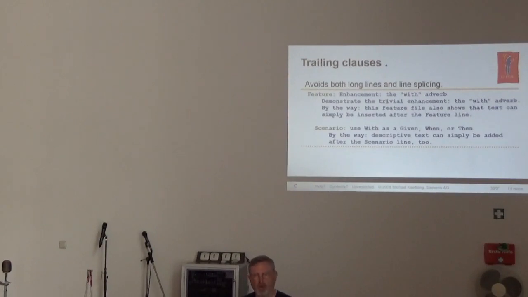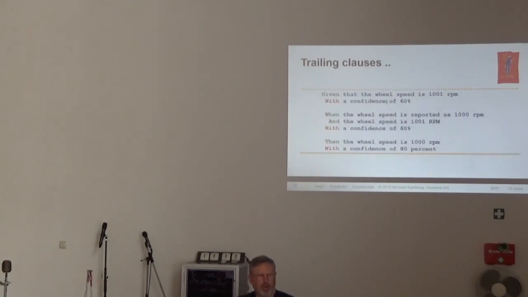So trailing clauses. The idea is we don't want long lines at the end. We want people to have short lines that they can look at on their screen and read out loud. So a trailing clause here is like this with. If we put the with of confidence on each line, they would get too long for the screen. So we looked at adding a new step that's basically a continuation of the previous step. So this would mean that the wheel speed is 1,001 RPMs with a confidence of a certain level, and then we can test that internally.